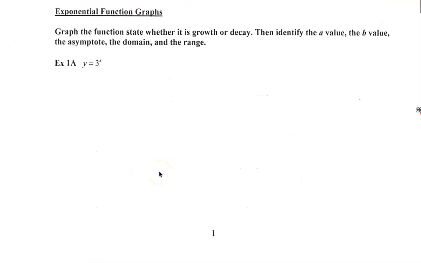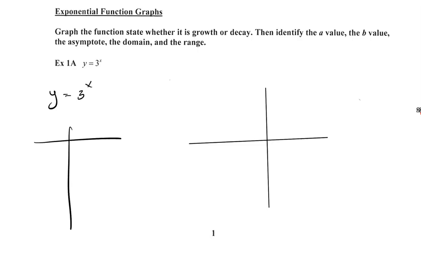Okay, let's graph our first exponential function, and we're going to graph it like we graph everything else. We're going to make a table. So y equals 3 to the x. In the table, we have an x value, a y value, and then we're going to have our point. We're just going to plot these points. So we'll start with the standard, -2, -1, 0, 1, 2.